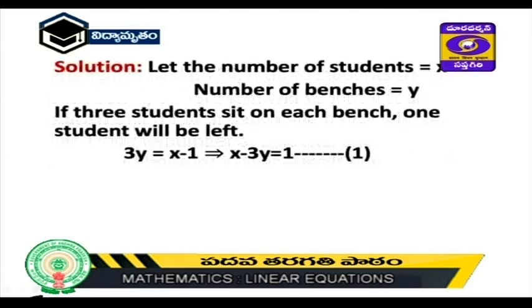Let the number of students be x and the number of benches be y. The condition is, if 3 students sit on each bench, 1 student will be left. Total students are x, and 1 student left means x minus 1. If 3 members sit on each bench, the total students are 3 into y, the number of benches. That is, 3y equal to x minus 1. If we take this to the right side, x minus 3y equal to 1. This is the first equation.